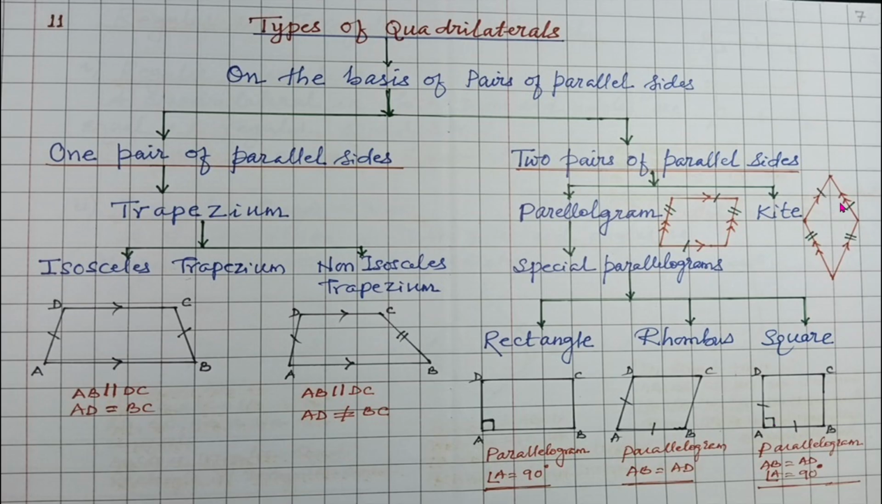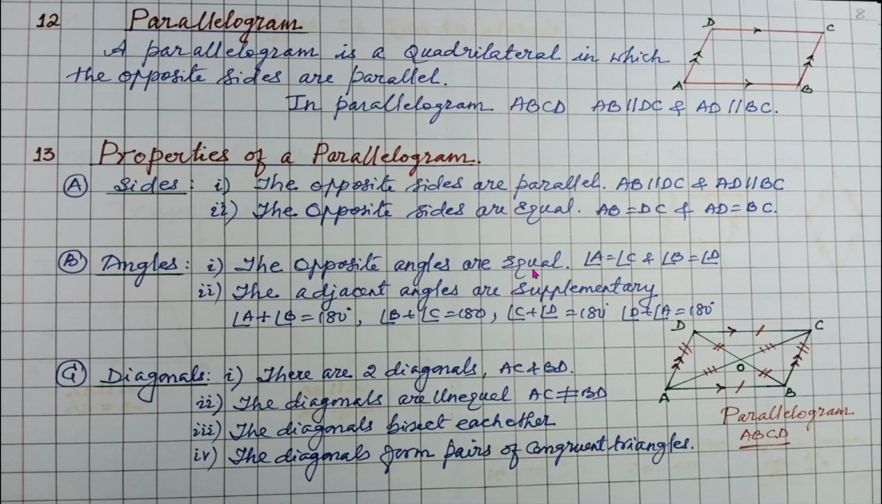When we talk about a kite, the opposite sides are parallel here, but the opposite sides are not equal. The pairs of adjacent sides are equal, and that is the kite. So these are the examples of the quadrilaterals with two pairs of parallel sides. Remember that. Now we will be learning about the types of quadrilaterals in our next session, that is in the second part of quadrilaterals.